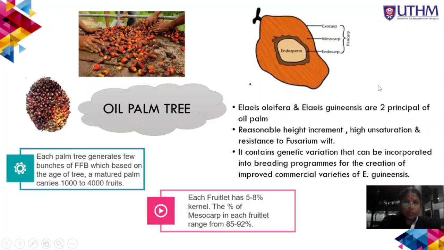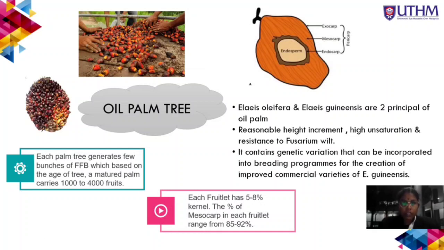Each palm tree generates a few bunches of FFB. Depending on the age of the tree, a mature palm carries 1,000 to 4,000 fruits. Each fruitlet has about 5 to 8% kernel. Mesocarp is also referred to as palm oil, crude palm oil, and mesocarp oil. The percentage of mesocarp in each fruitlet ranges from 85 to 92%.